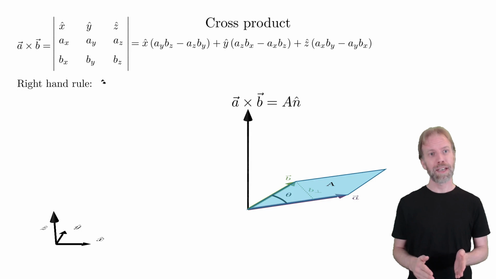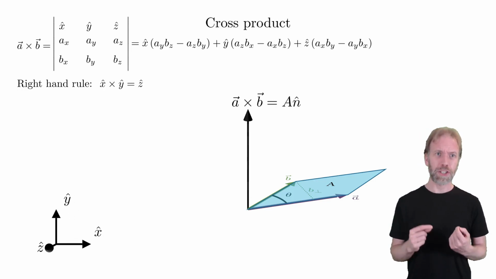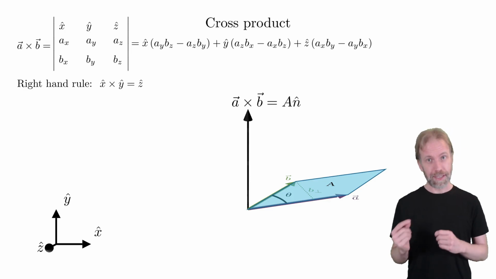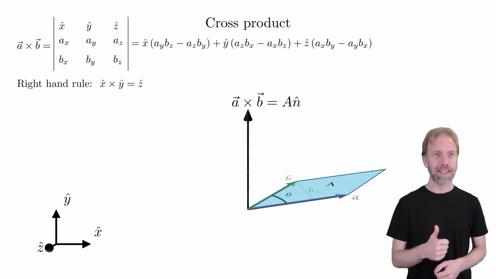The cross product requires that the unit vectors follow the right-hand rule, which means that the cross product of x hat and y hat is z hat. Or, place your thumb of your right hand in the direction of the first vector, your index finger in the direction of the second vector, then the middle finger will be in the direction of the cross product.